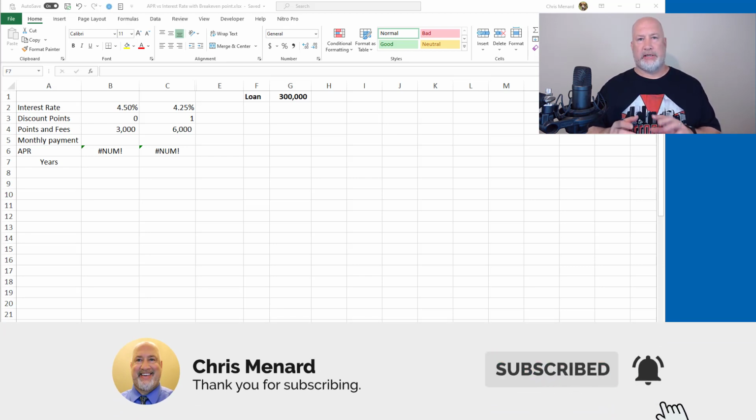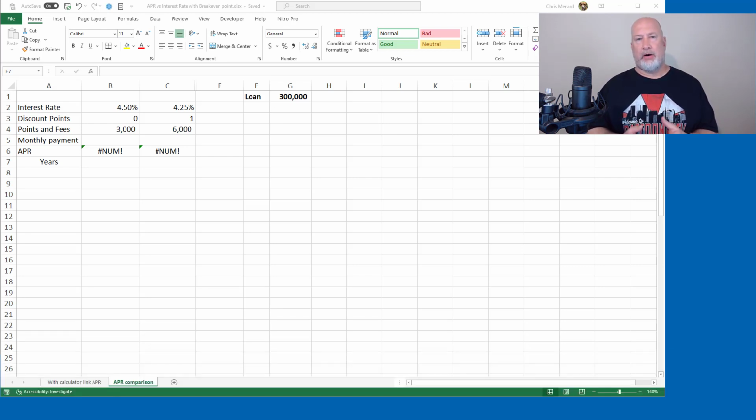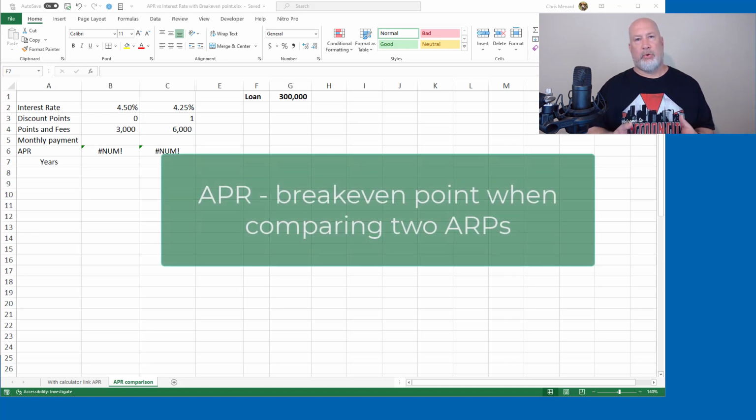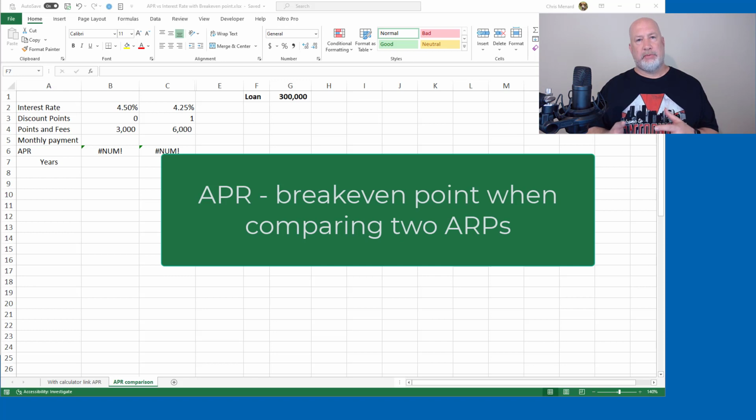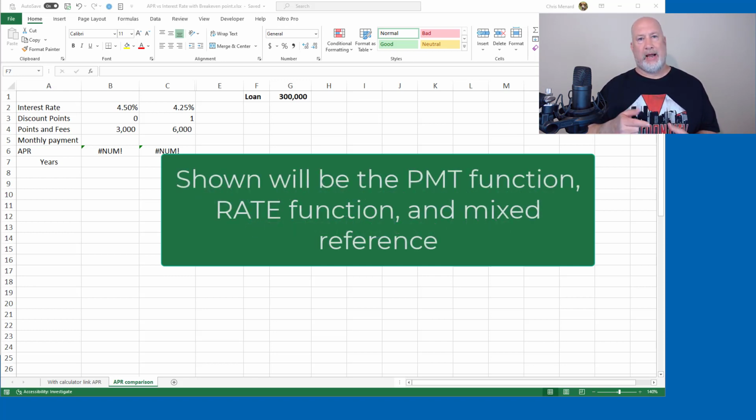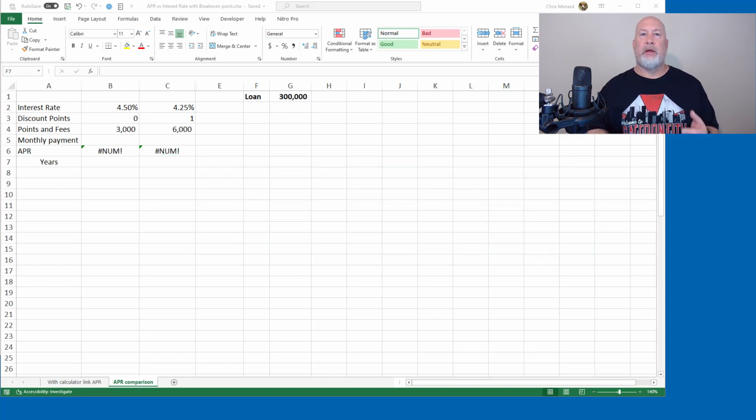I'm going to discuss the interest rate versus APR, but I'm going to show what is the break-even point for APR. Because sometimes when you purchase a home, one APR may be higher than the other APR if you have multiple lenders, or possibly even the same lender, but there are cases where you're going to take the higher APR. So let's go ahead and look at that.